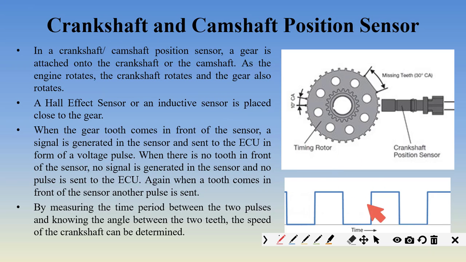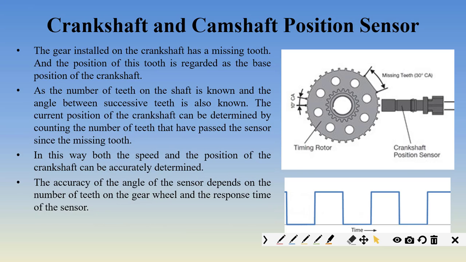And accordingly, it will open and close the valve. It will do many kinds of things. That depends on the ECU, what it is going to do. But this is how the crankshaft and camshaft position sensor works. Both work in the same way. This geared wheel can be put on the crankshaft, and another geared wheel can be put on the camshaft. There will be one sensor for the crankshaft and one sensor for the camshaft. Okay, so this is how this works.